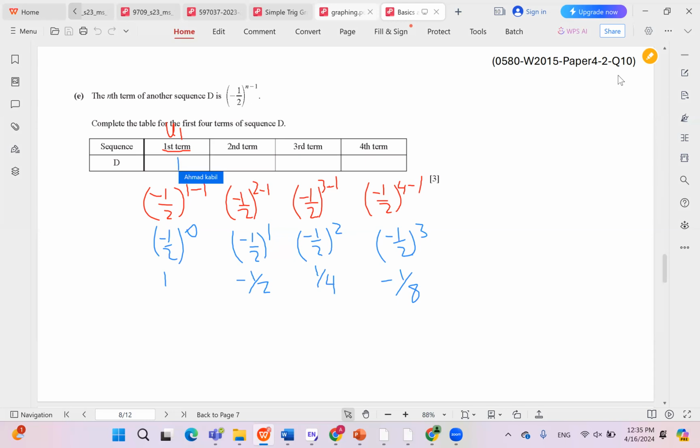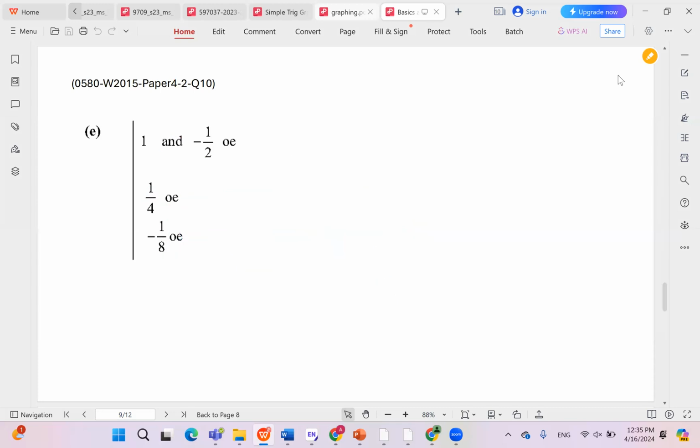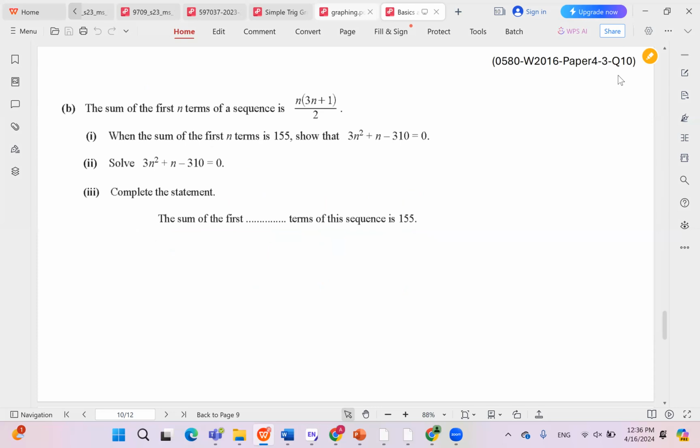We just put 1, negative half, positive quarter, and finally, negative 1 over 8. So these are the correct answers, 1 and negative half, and then 1 over 4, and then negative 1 over 8. They are put this way in the marking scheme for something that has to do with the allocation of marks. So this is worth 1 mark, this is worth 1 mark, and this is worth 1 mark, because the quarter and the negative 1 over 8 require more calculations than the first two. So anyway, we know now that these are the correct answers.